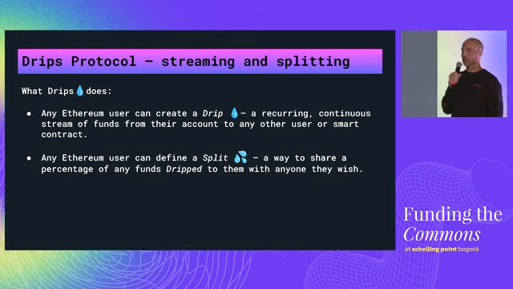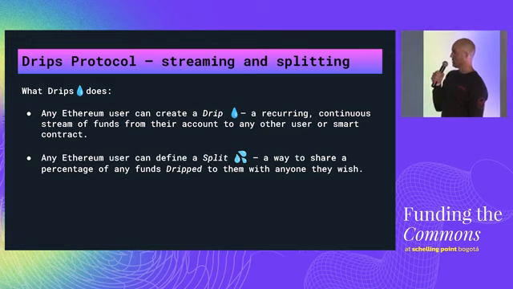And then the second primitive that we felt was really necessary was something for sharing, or what we call splitting. This was something that Mirror had been playing around with. They have a concept of splits. 0xSplits actually came out around the same time that we introduced drip splits. But DRIPS also includes a primitive for splitting.